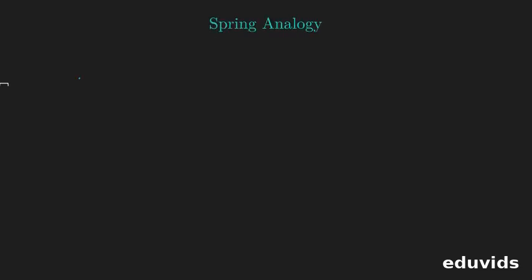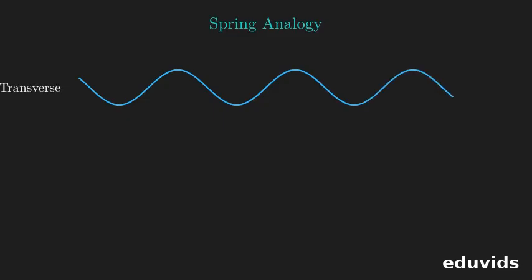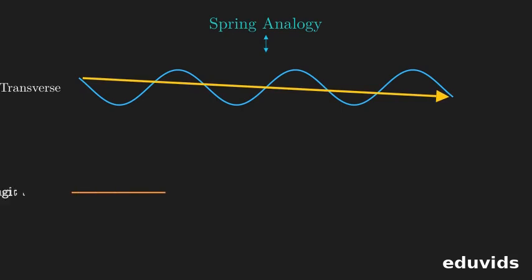To visualize the difference, imagine shaking a long coiled spring side to side to create crests and troughs. This side-to-side motion is transverse because it is perpendicular to the spring's length. Building on that, pushing and pulling the spring end creates compressions and rarefactions. This back-and-forth motion is longitudinal because it is parallel to the spring's length.